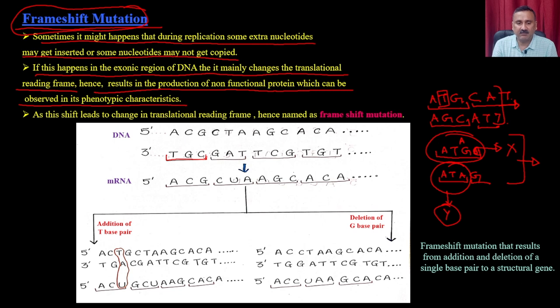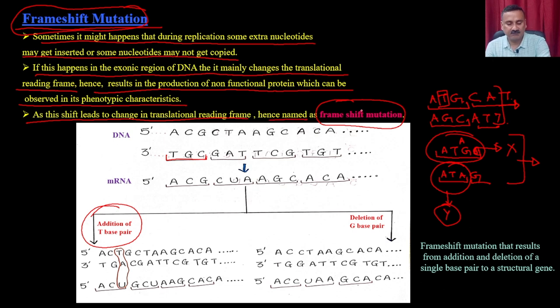For example, this is the example being given, right. This is the standard frame that is present, and when you have the mutations, the messenger RNA that is going to be formed, it is actually going to form. But if you have the addition of a T base pair, then it is going to change the frames, and that is how it is going to form different proteins. Or if suppose you have the deletion, then also you are going to change the things. So these are some of the very, very important things, and the frame shift mutation is a very, very significant problem. And as a result, this shift is a change in the translational reading frame, hence named as frame shift mutations.